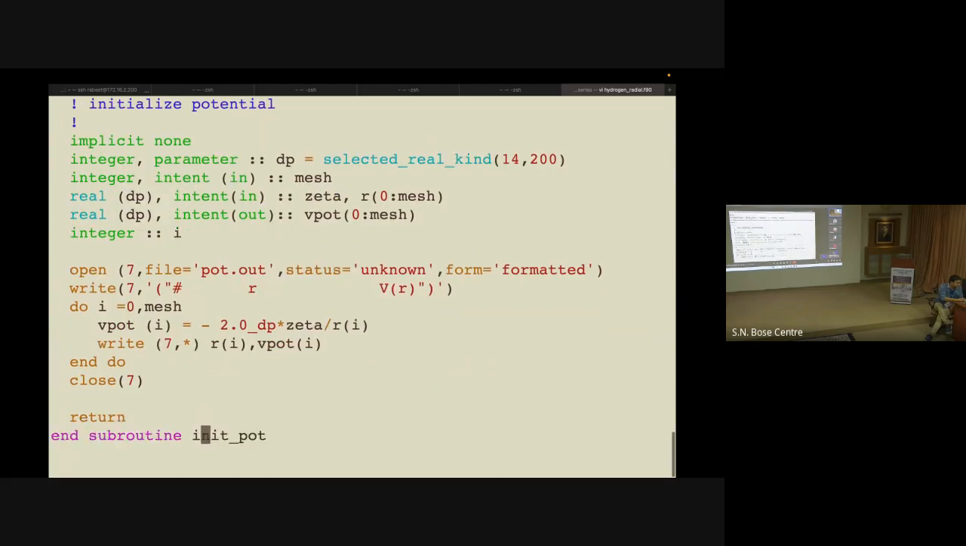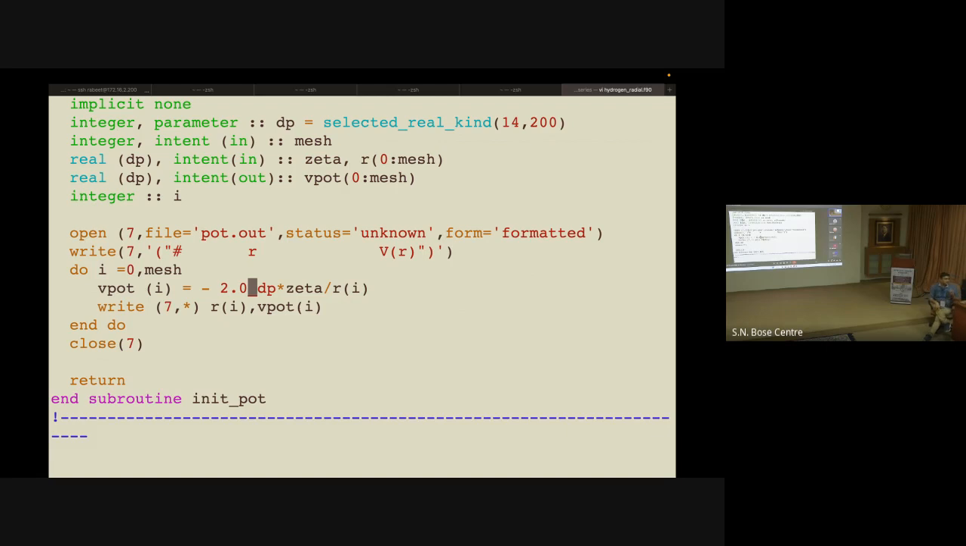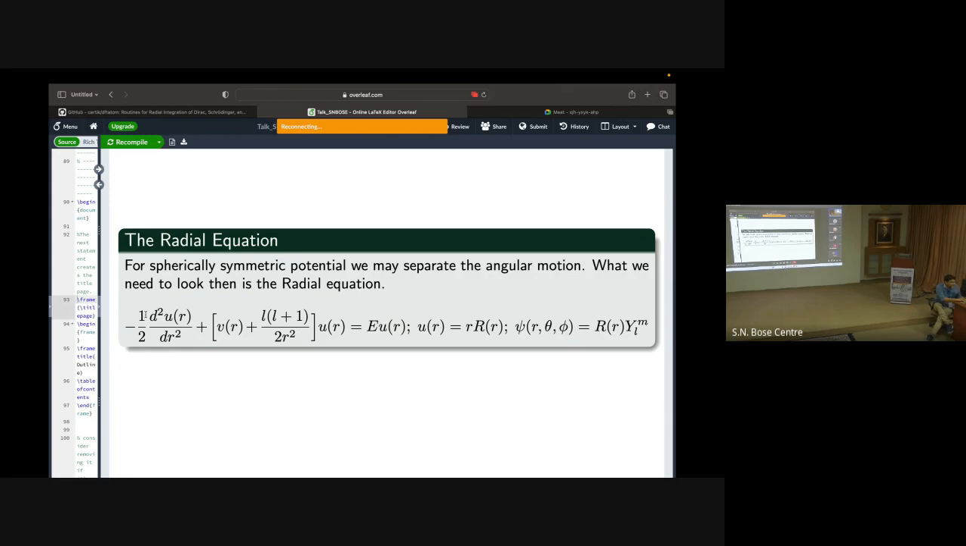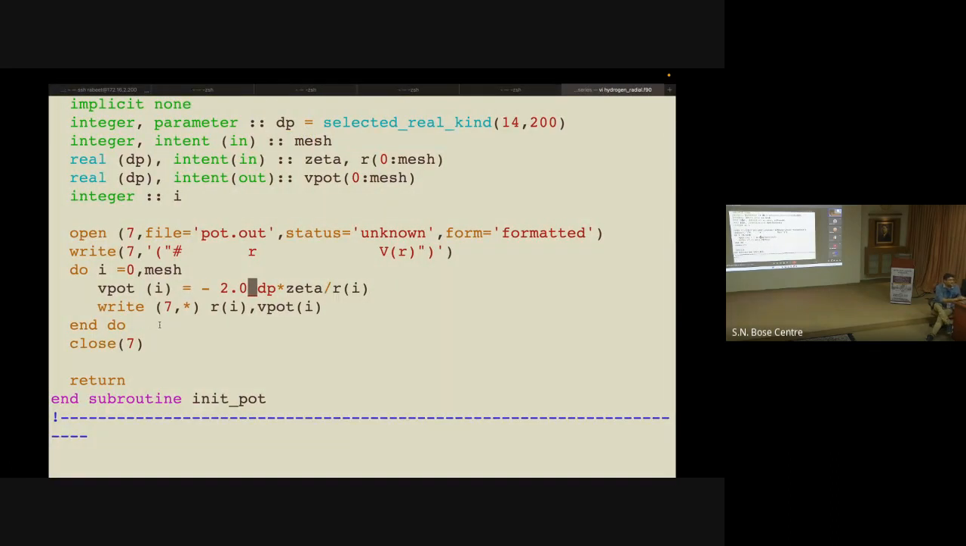Here you can see it is just 2Z upon R. Why is it coming? Because in the radial equation you can see that initially there is a factor of -1/2. So we multiply by -2 on the whole equation. On one side you will have the second derivative, on the other side you will have some value, and the potential gets multiplied by 2. That is why we are getting -2Z upon R, because that's how this code has been written. So whatever energy you get will be 2 times the actual energy. All right, so this is your potential.